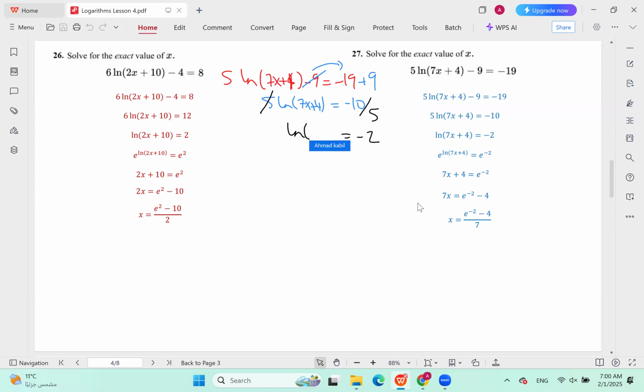So ln(7x + 4) = -2. Now we take a base on both sides of e, and the e cancels the ln, and we get 7x + 4 = e^(-2). We take the 4 to the other side with a minus, and then we divide by 7. So the final answer for x is (e^(-2) - 4)/7. And this wraps up this problem there.